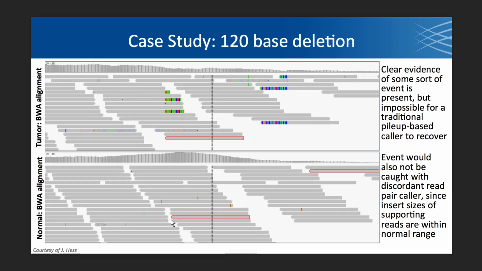I'd like to move on to showcasing how the HaplotypeCaller's assembler can help resolve a very large deletion. This deletion is 120 bases. In the tumor here at top, we see clear evidence via the soft clips that there is some sort of event, and that it is not present in the matched normal here. A traditional pileup caller, such as MuTect1, would not be able to call any events here. Also, we couldn't use a discordant read pair caller by taking any rare insert sizes, because all of the insert sizes here are within the normal range.